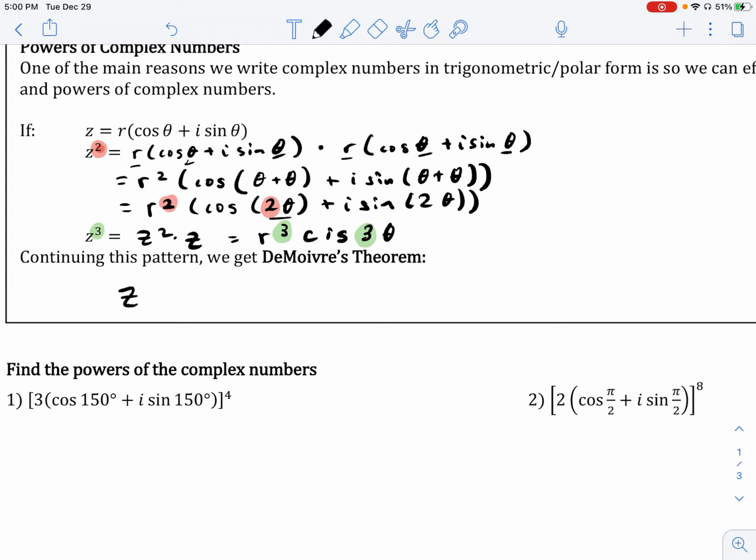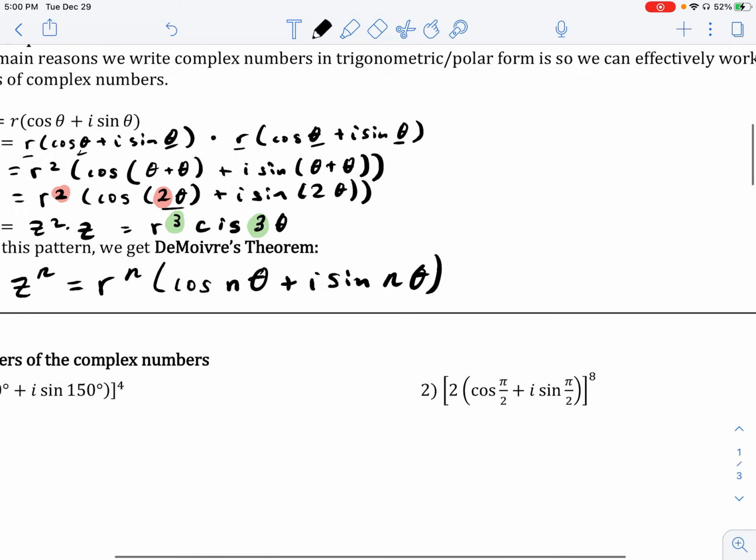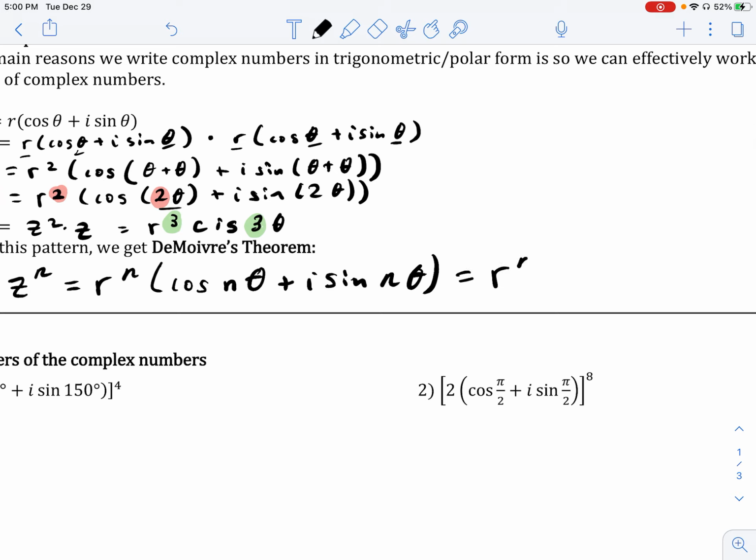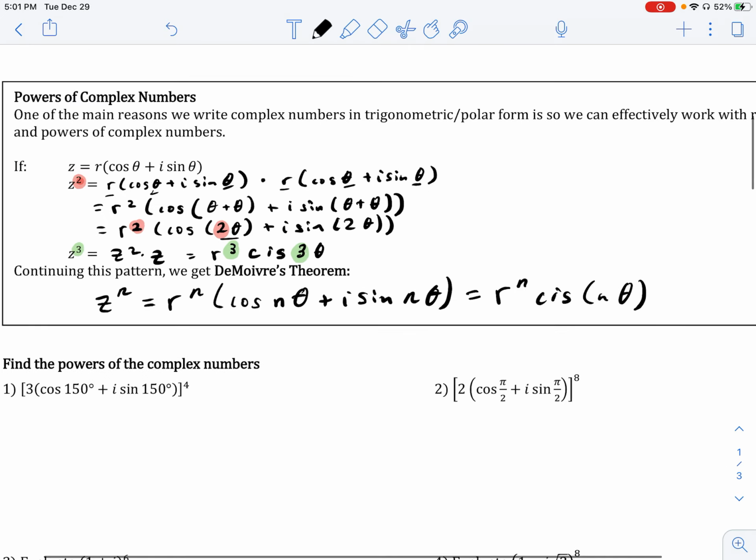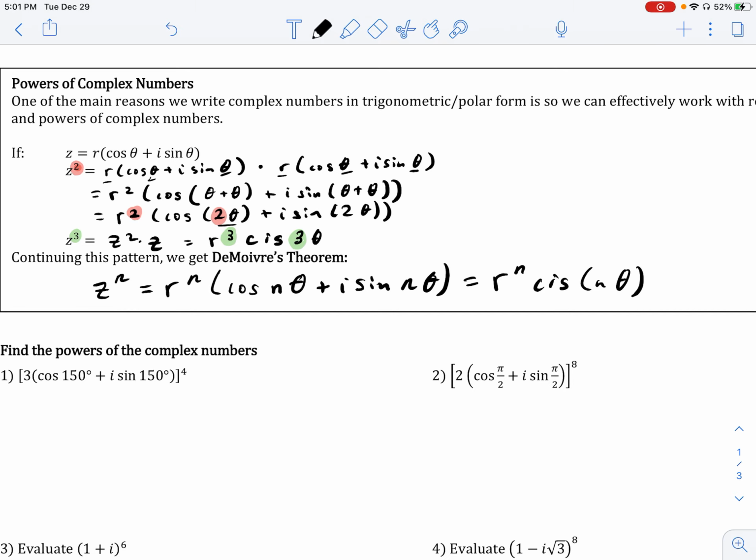Raising any complex number to some power, let's write in general terms, let n be that power, is equivalent to just taking that modulus, raising it to the power of n as well, and writing this as cosine n theta plus i sine n theta. Or if we were to write this in abbreviated form, this would be r to the n cis n theta. And that's DeMoivre's theorem. This allows us to work with powers of complex numbers way more efficiently.